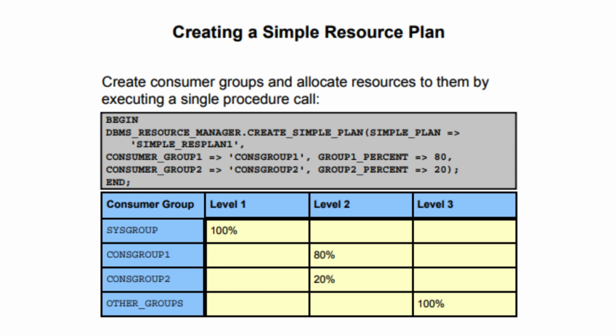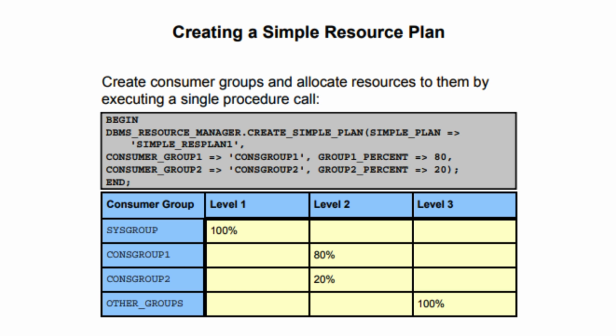You can create consumer groups and allocate resources to them by using this single procedure. The CREATE_SIMPLE_PLAN procedure accepts the following arguments. SIMPLE_PLAN, name of the plan. CONSUMER_GROUP1 through CONSUMER_GROUP8, consumer group names. GROUP1_PERCENT through GROUP8_PERCENT, CPU resource allocated to the groups.